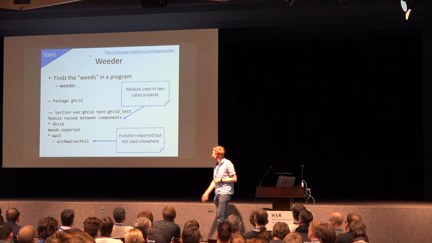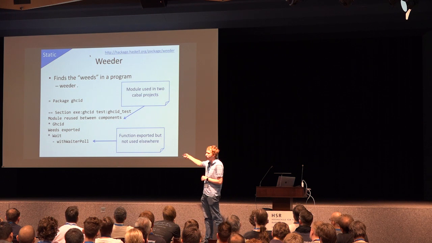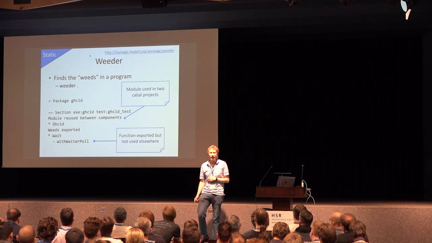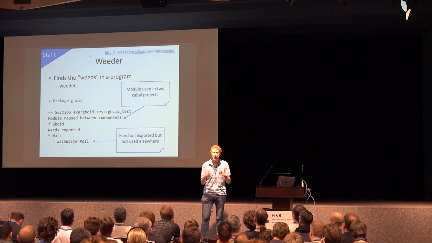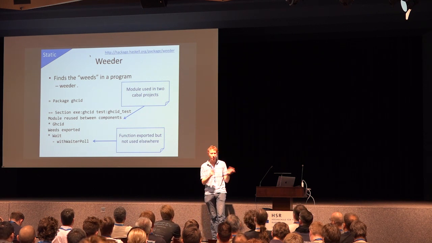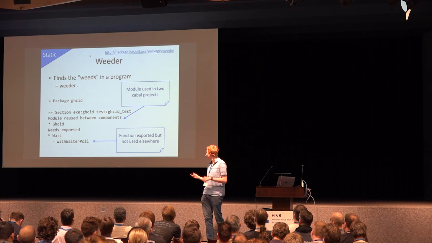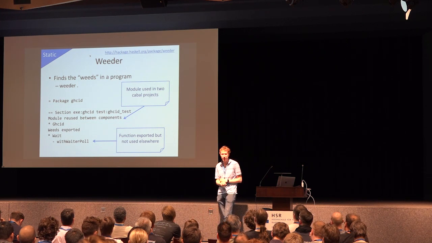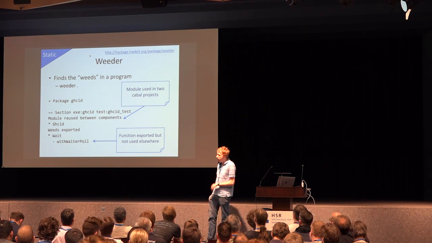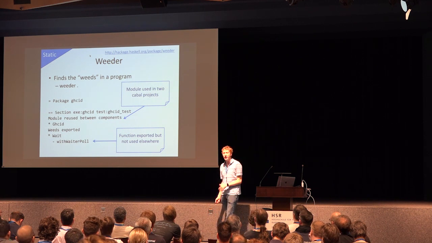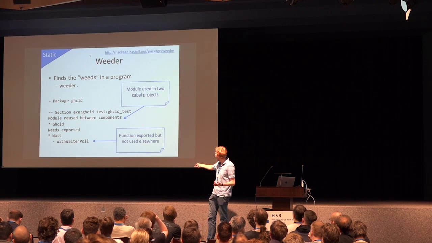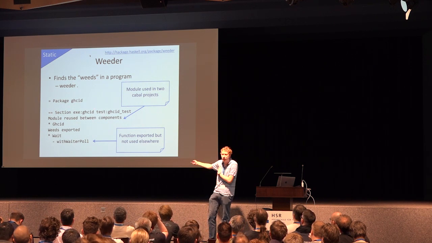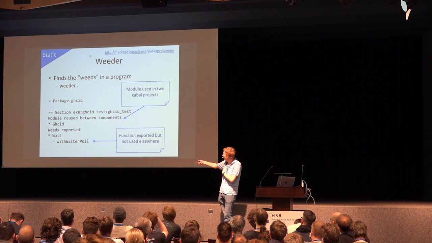So it's as simple as run Weeder on the directory containing the pre-built project that you want to use. And you must build your project with Stack to run Weeder on it, because it uses some of the metadata Stack generates. So if you run Weeder on something like GHCID, it prints out this. So the two weeds it spotted are, well, the GHCID module is used between the exe and the test.